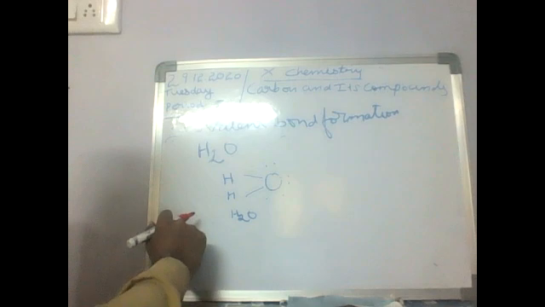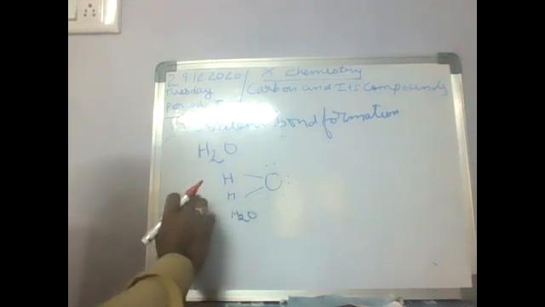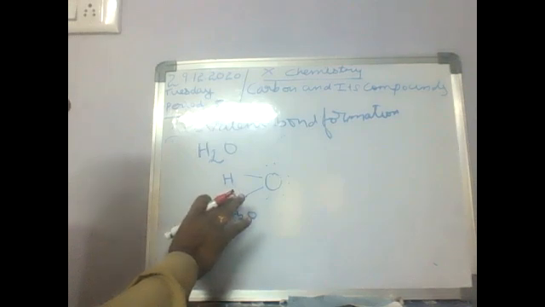Covalent bonds are actually weak bonds. They have low melting points. They can be easily broken. But ionic bonds are very strong bonds. Ionic bonds are very, very strong. So in this chapter, in the first part, we are going to see covalent bond formation.